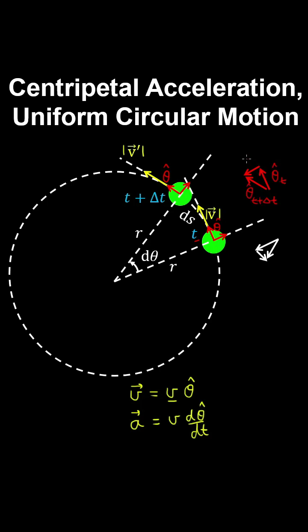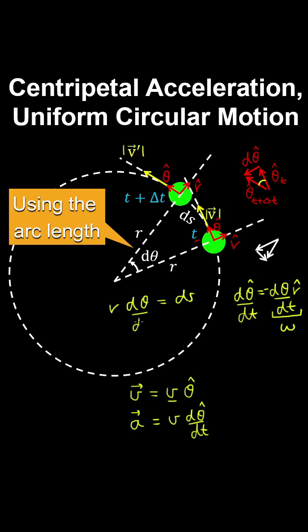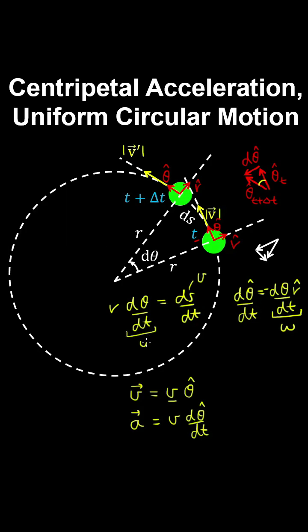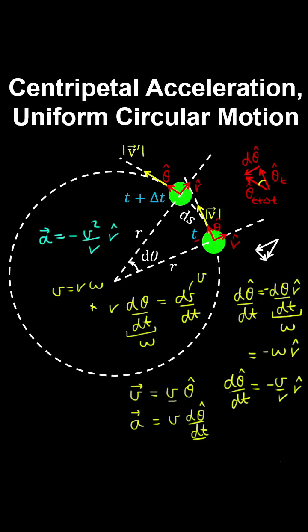By vector addition, this is d theta, equal to the angle between those vectors. And this vector is in the negative radial direction. Now if we divide through by dt, this here is the angular velocity. And using this relationship, where v equals r omega, then substituting for d theta dt, we obtain an equation for the centripetal, or center-seeking, acceleration.